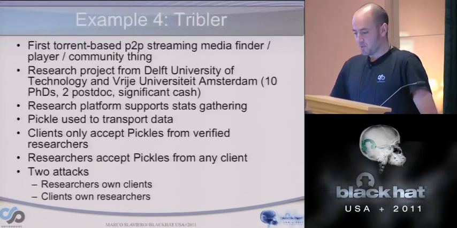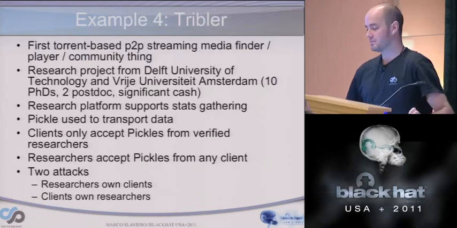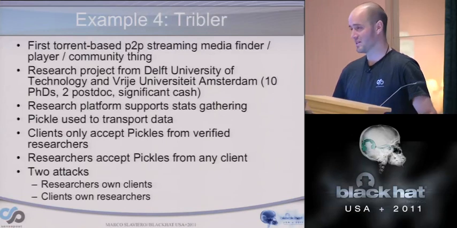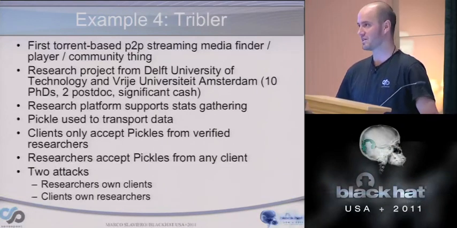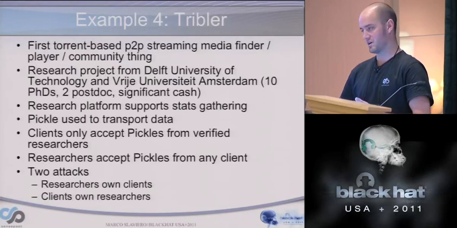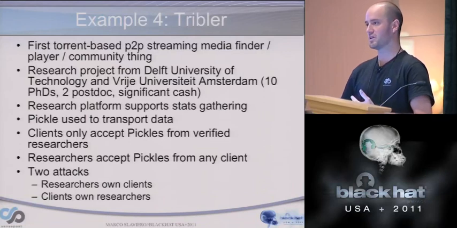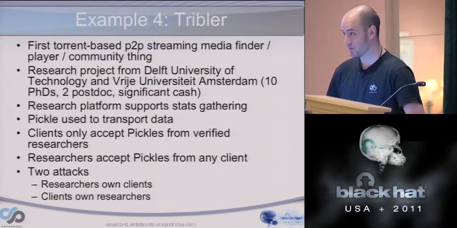Second last example, a tool called Tribbler. Tribbler is a research project out of the Netherlands, and essentially what they're trying to bring is streaming video onto BitTorrent. As part of this research project, they allow researchers to connect and gather statistics from participants within this peer-to-peer network. And, as is obvious at this point, they use pickles to communicate. That opens up the Tribbler system to two vulnerabilities.